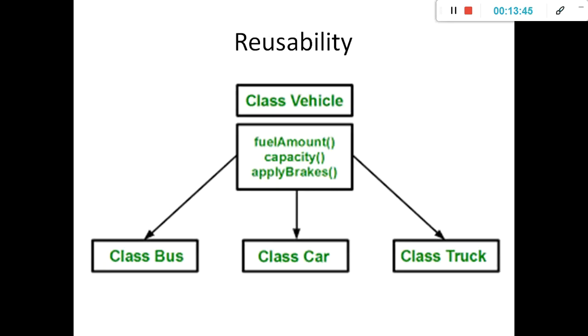For example, here I have a class vehicle. The class vehicle has these functionalities: maybe fuel amount, capacity, apply brakes. Now these are the other classes, bus, car, truck, which are actually going to use these functionalities. So instead of redefining the functionalities in these separate classes, I will just inherit. We call it inheritance. I inherit the class vehicle inside the classes bus, car and truck. So what I have done is reused the data or the functions.